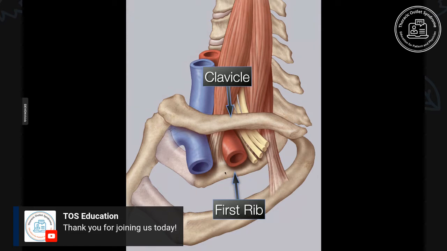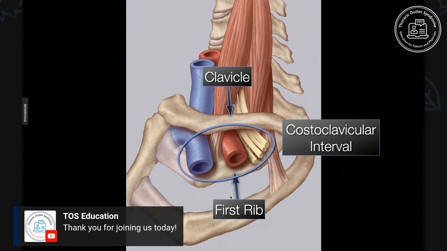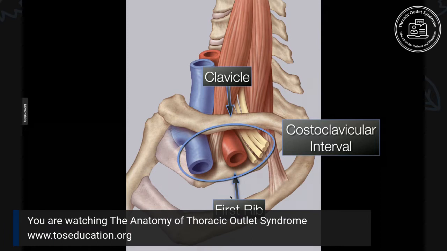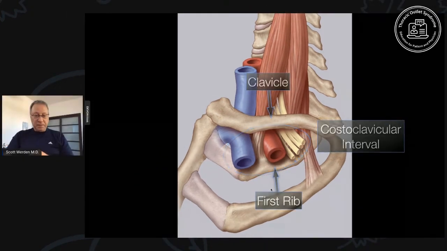Now, as I mentioned, there's a second space here, right after you leave the scalene triangle. The important structures pass between the clavicle and the first rib. And this is called the costoclavicular interval. Costo means rib, clavicular, of course, means clavicle. But you'll see this noted in a lot of reports about patients with thoracic outlet syndrome. Again, to repeat, the first space is a scalene triangle. The second space, or tunnel, is the costoclavicular interval.